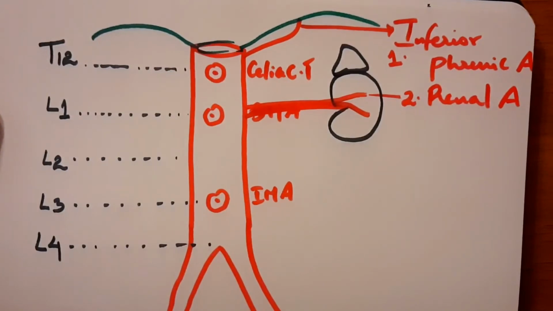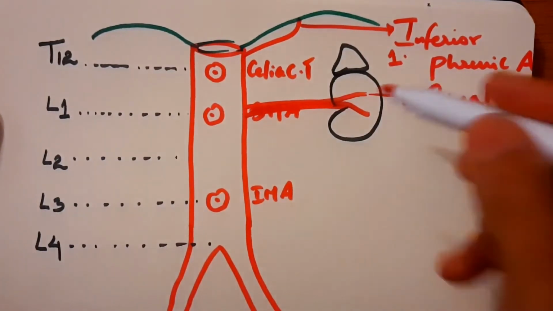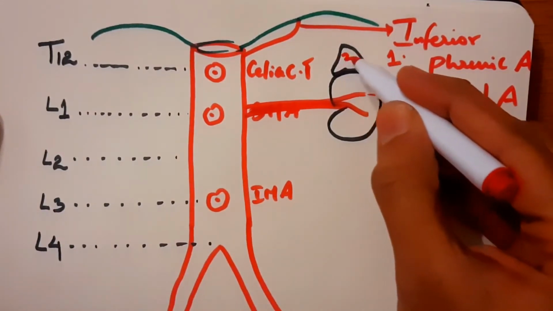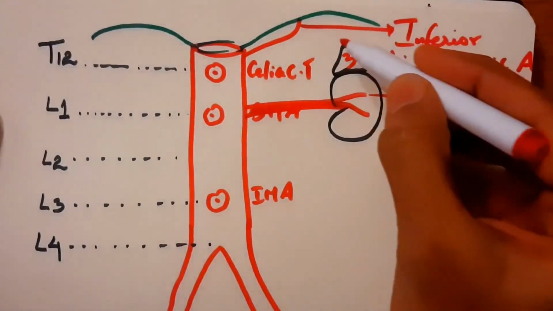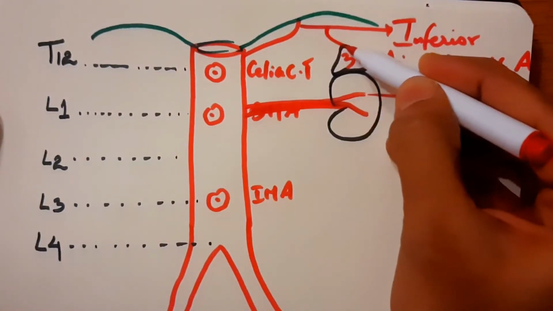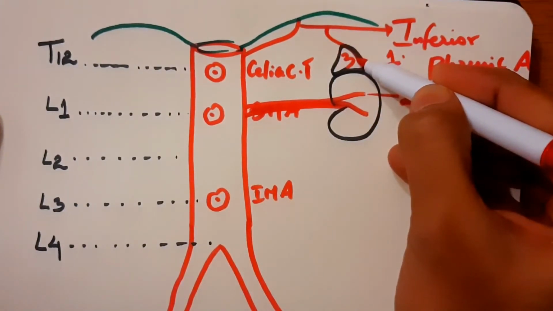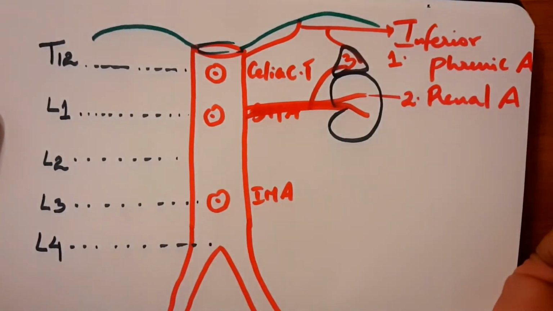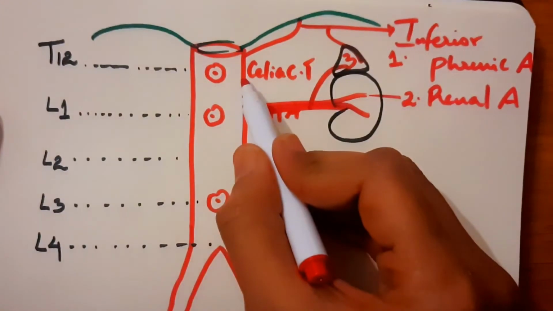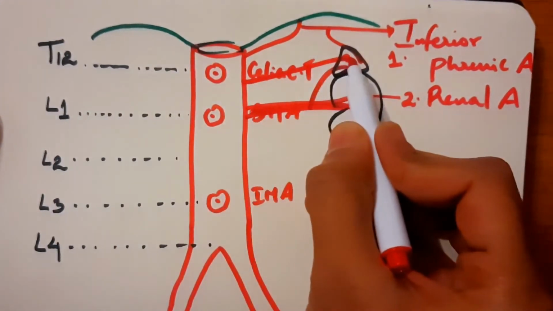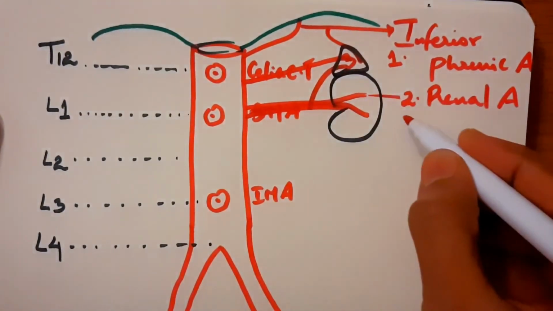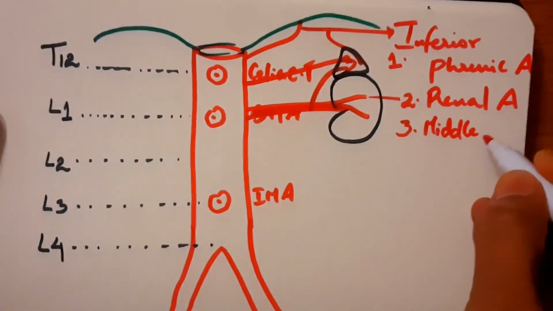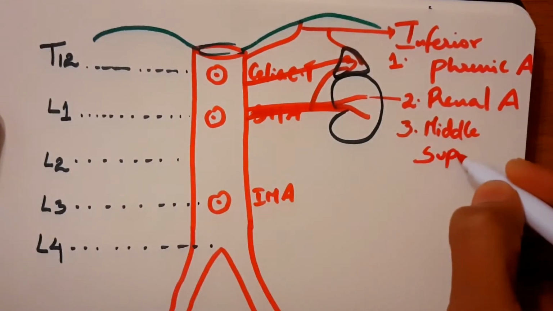And what is above the kidney? Suprarenal gland. This gland receives blood supply from 3 arteries. Superior suprarenal artery from the inferior phrenic artery, inferior suprarenal artery from the renal artery, whereas the middle suprarenal artery arises directly from the abdominal aorta. So the third lateral branch from the abdominal aorta is middle suprarenal artery.